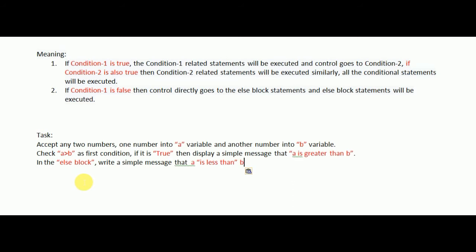Now we have one task. In this task, we accept any two numbers from the user side. One number will be contained by a variable a and another number will be contained in the variable b. Now we check the condition a is greater than b as the first condition. If it is true, then display a simple message that a is greater than b. In the else block, write a simple message that a is less than b.